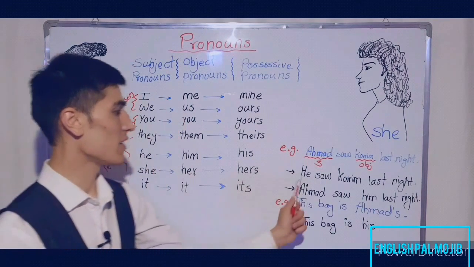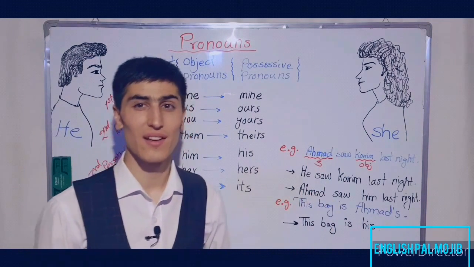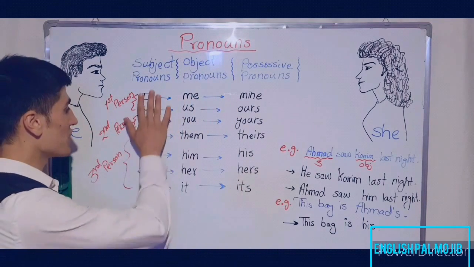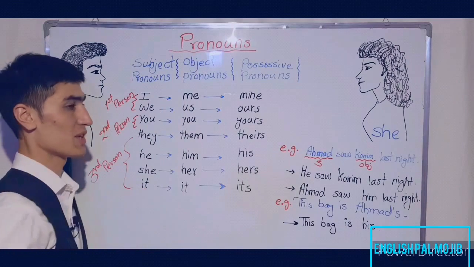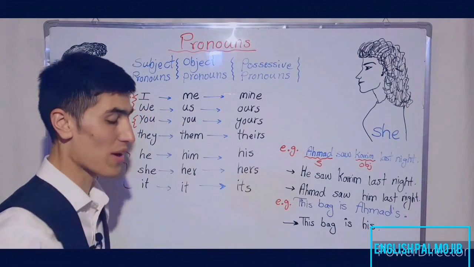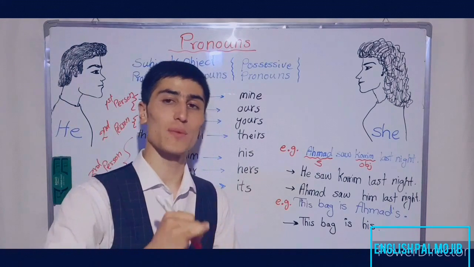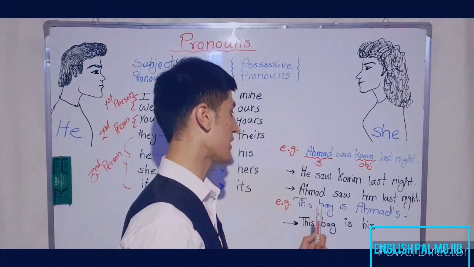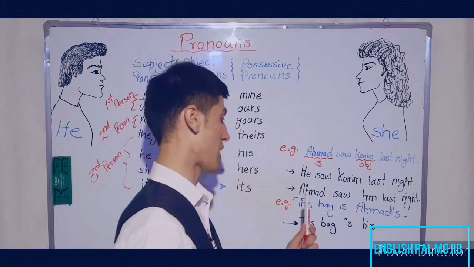So he is used instead of what? The subject. So that's why we have the subject pronouns. All of these pronouns are used instead of a subject in a sentence. The noun that we replace with these pronouns should be in the subject position in the sentence. And then we have Karim. Now let's change Karim with the pronoun.